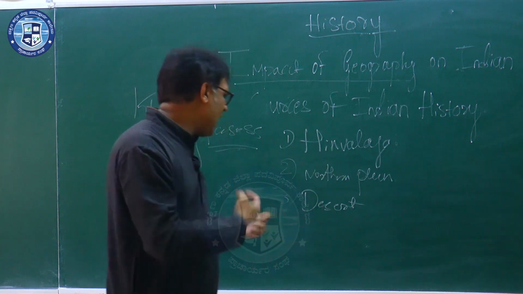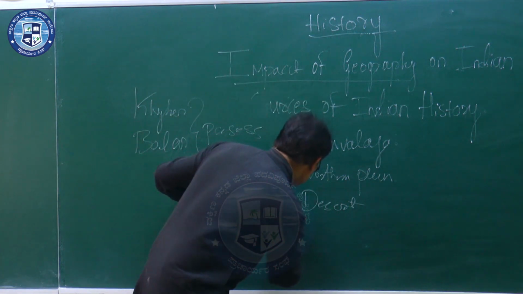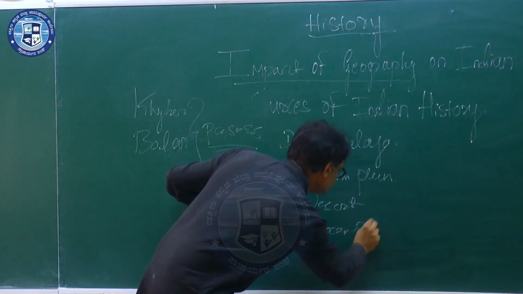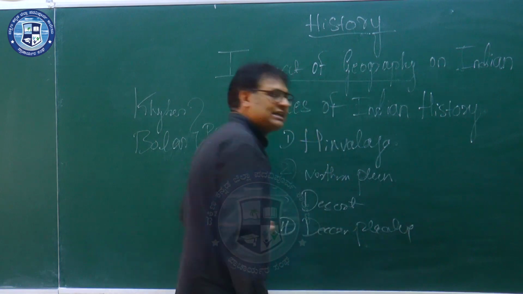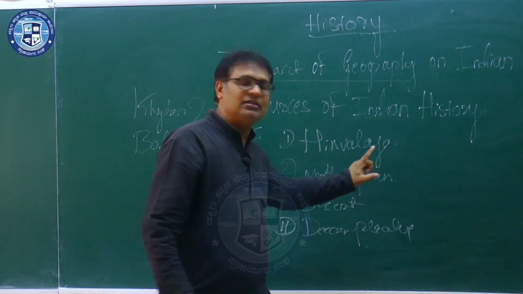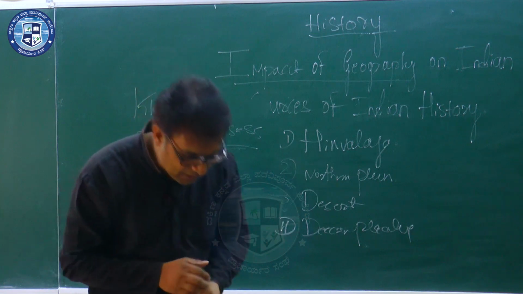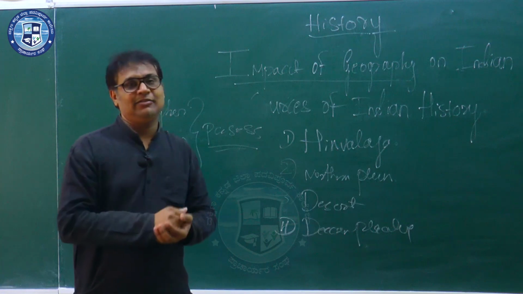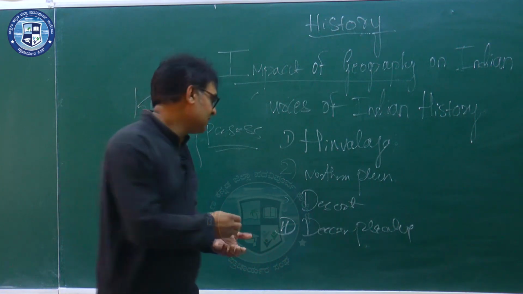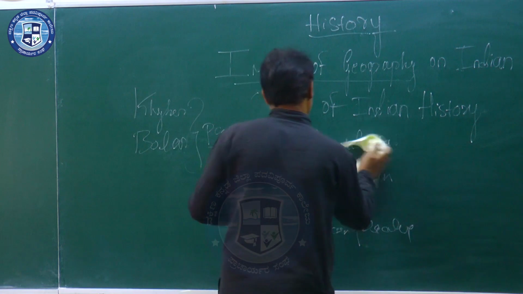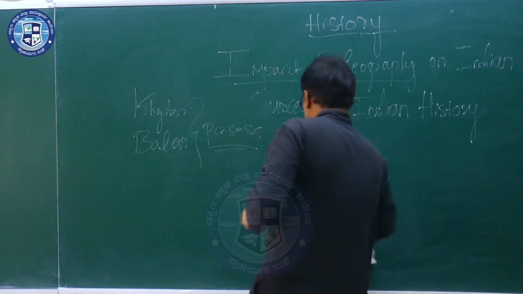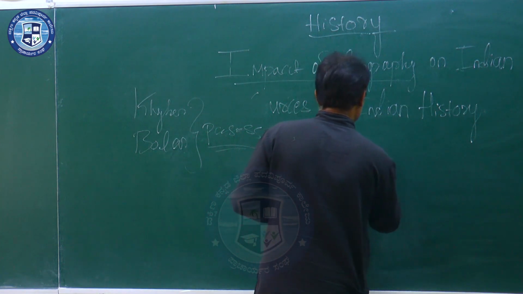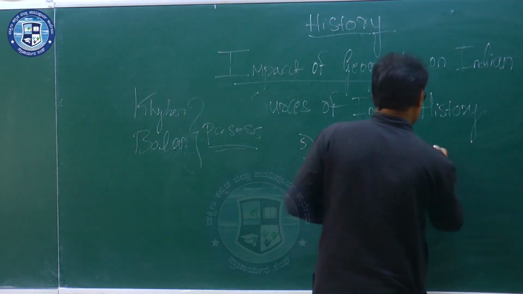Deccan Plateau also, you can add with this same feature. Deccan Plateau and desert and dense forest, same features we have. And next come oceans, the coastline. Fifth one is oceans or coastline.